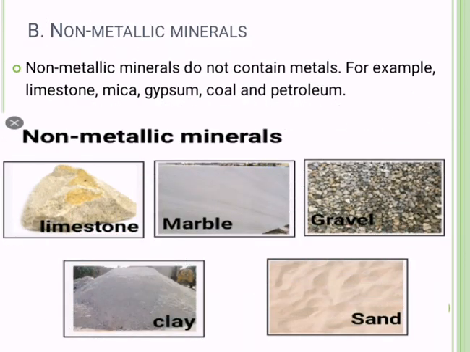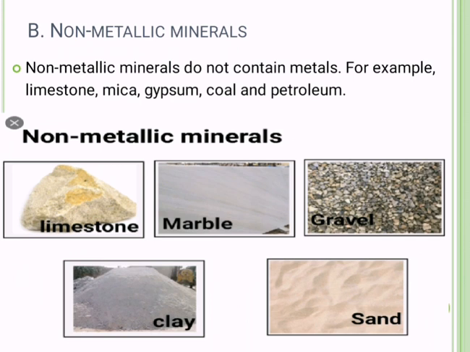The second classification or type of mineral is non-metallic minerals. Non-metallic minerals do not contain metals. For example, limestone, mica, gypsum, coal and petroleum.